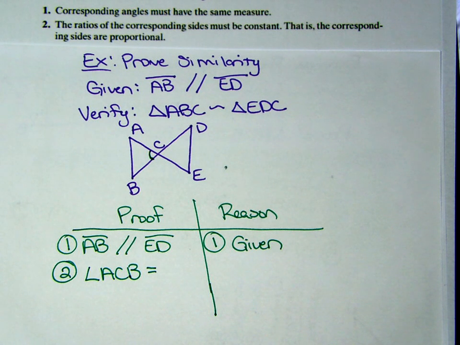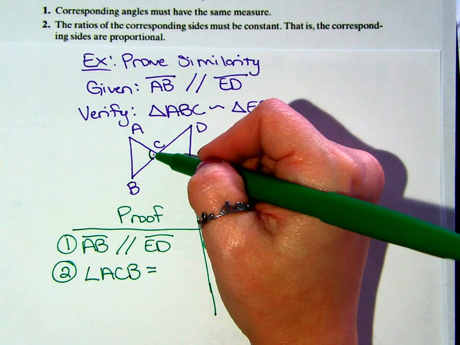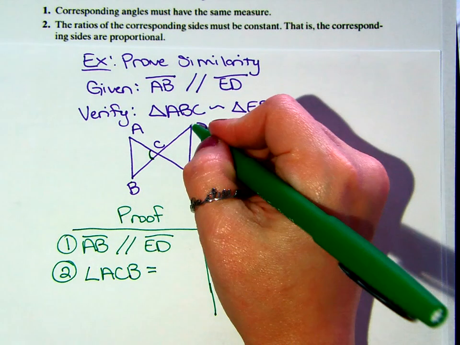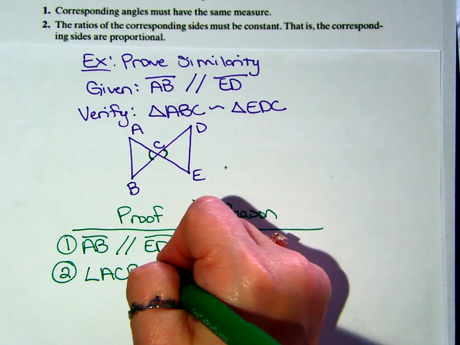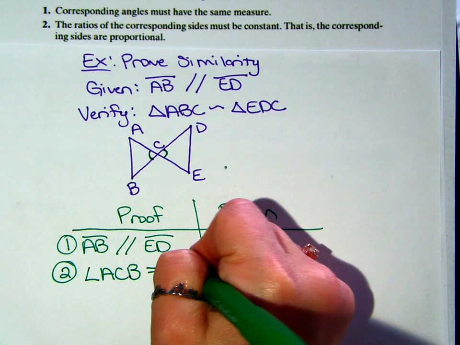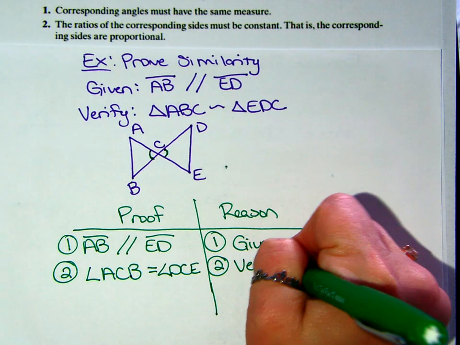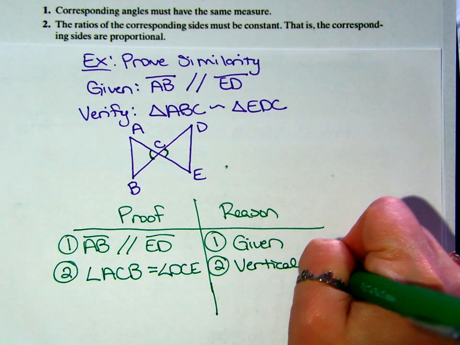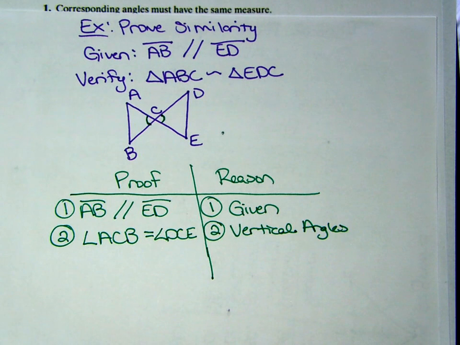So angle ACB, that's this one. DCE. It's going to be equal to this one. Why? Vertical angles. Okay. That one's kind of the easy one. That's usually the one that I look for first, is if I look and see, are there any vertical angles? So I got one down.